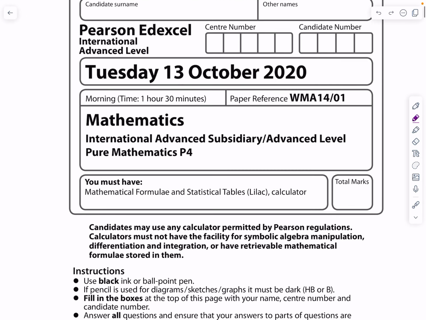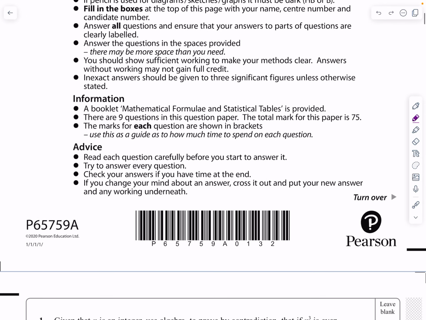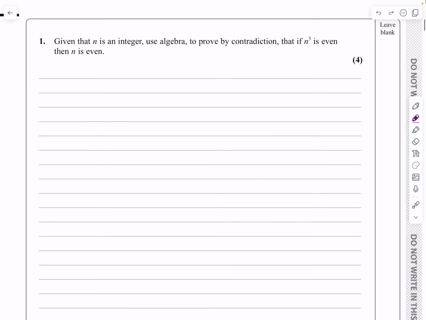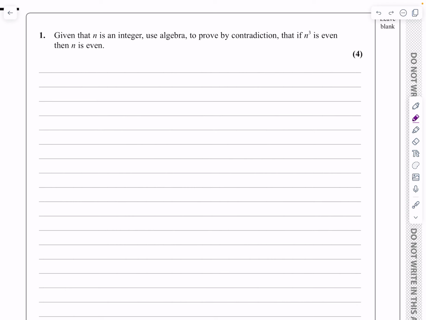Okay, this is the P4 paper from October 2020. This is question number 1 we're going to be looking at, and it's a proof question, in particular, a proof by contradiction. So let's have a look at it. It says, given that n is an integer, use algebra to prove by contradiction. If n cubed is even, then n is even.